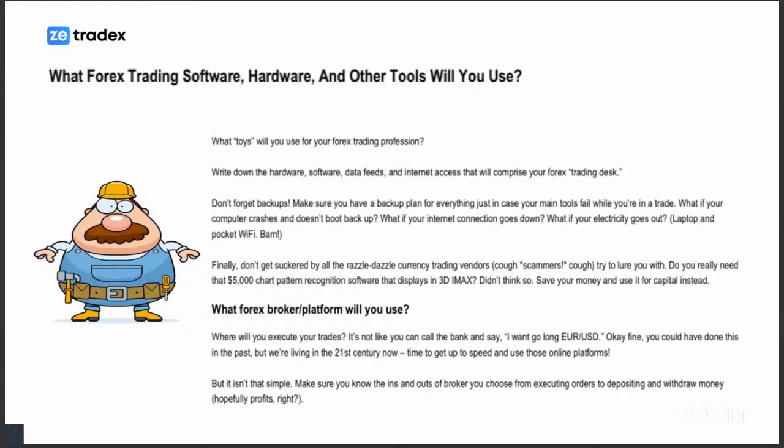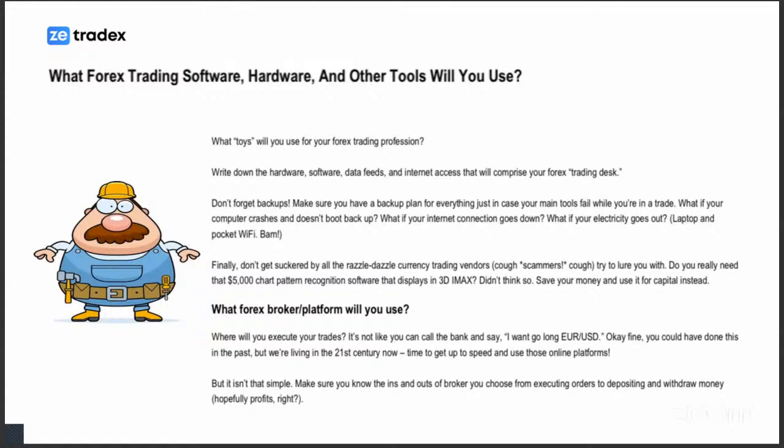What forex trading software, hardware, and other tools do you use? Well, I will say this: what toys will you use for your forex trading profession? You write down the hardware, the software, the data feeds, your internet access that will comprise your forex trading desk. And don't forget the backups.